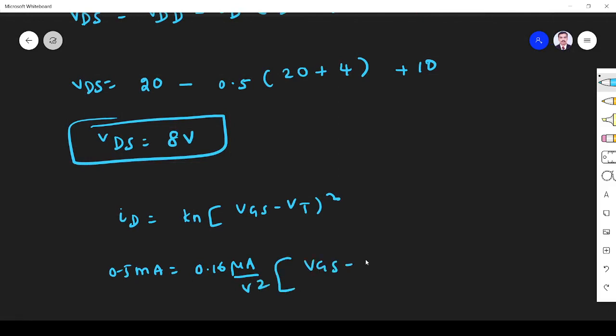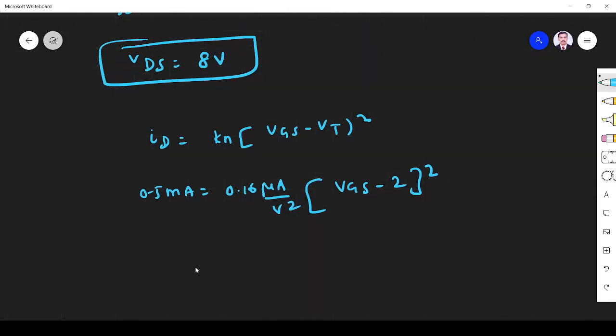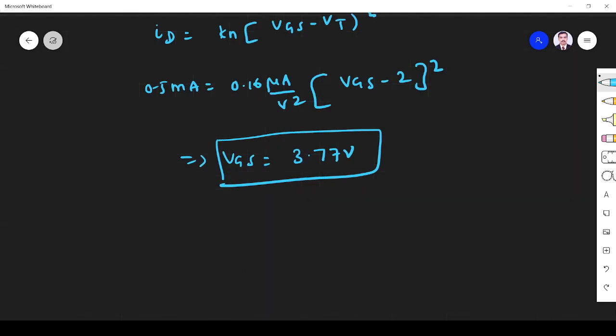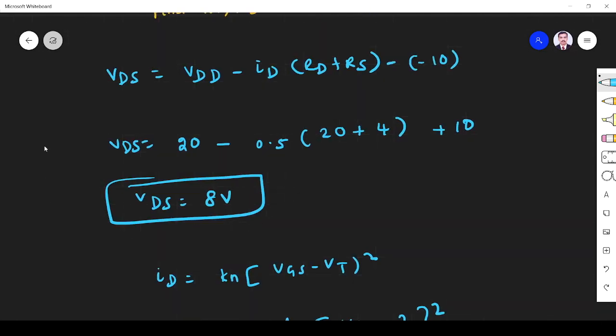VGS minus VT is 2 volts, squared. If you simplify, what you get is VGS equal to 3.77 volt. You may ask why I am finding VGS. You will understand why I am finding VGS soon. Okay, next, we have to find the R1 and R2 values as per the question.